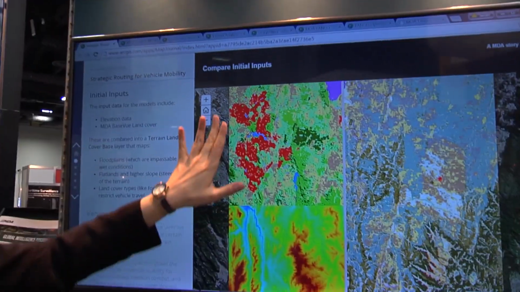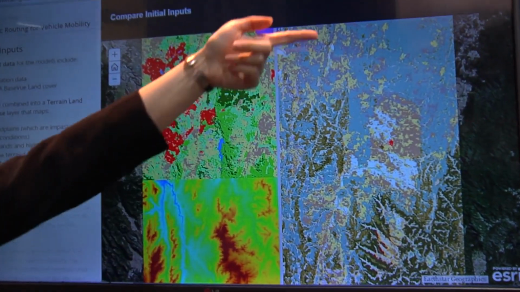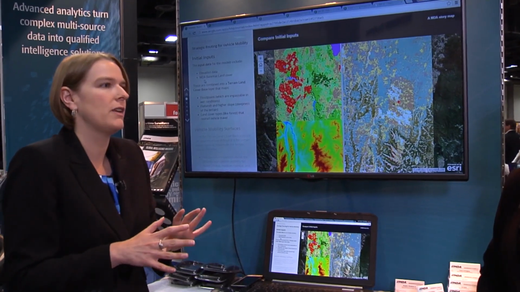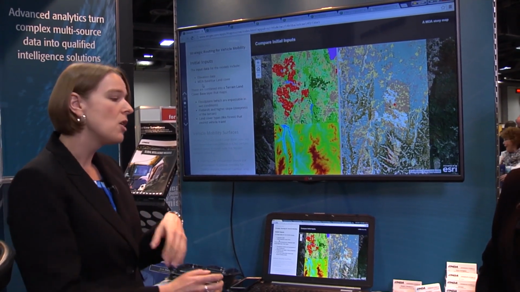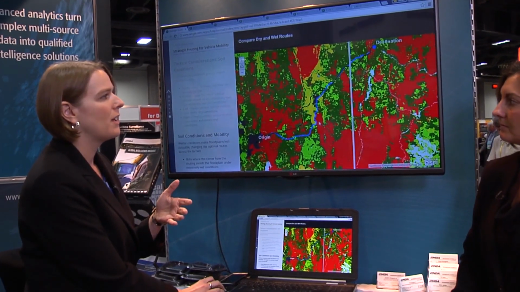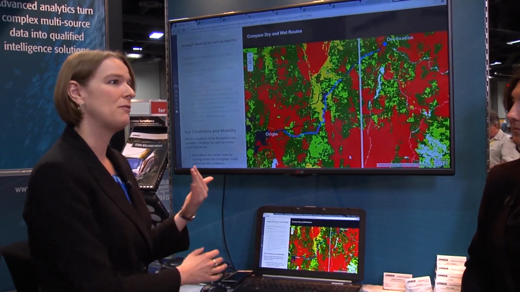So we'll take things like land cover classification maps, digital elevation models, and map things like where floodplains are and how steep the terrain is, things that would make it difficult for a vehicle to cross under certain conditions. We'll also model things like soil moisture conditions. So we do a lot of global mapping of all of these things. And in the end, what you end up with is a mobility map showing you where it's the safest or quickest route to get from A to B.